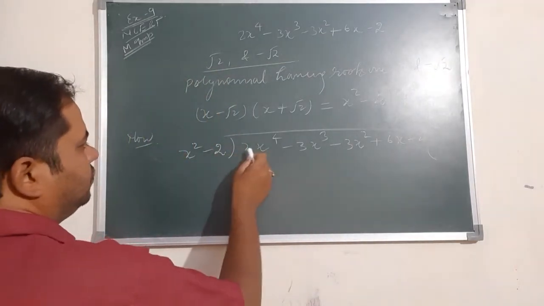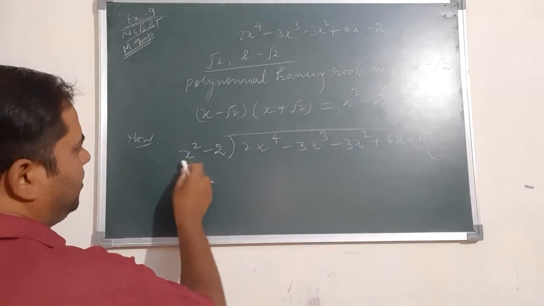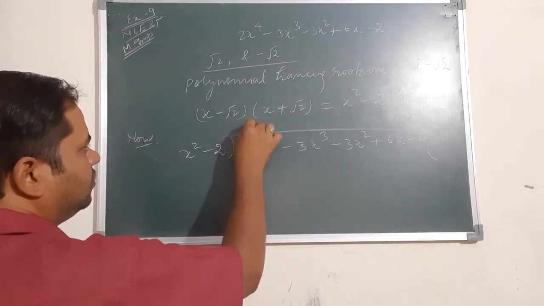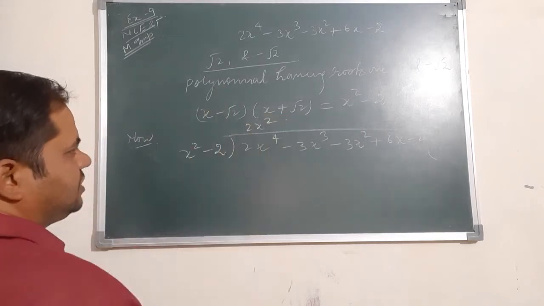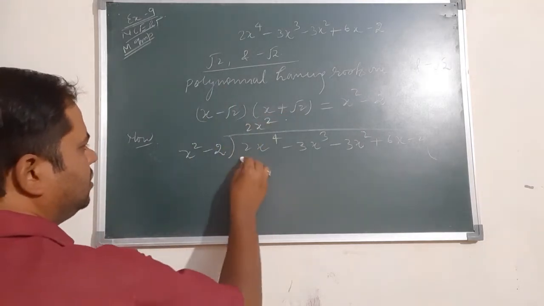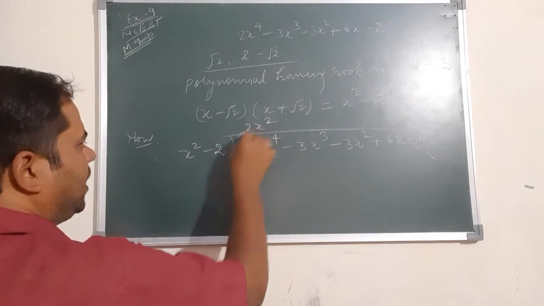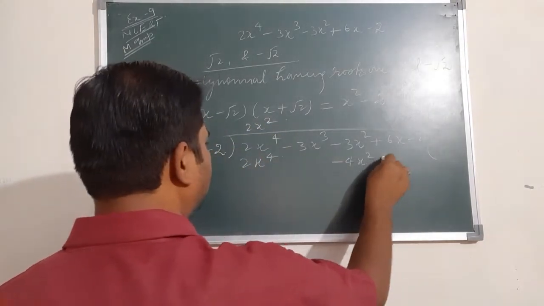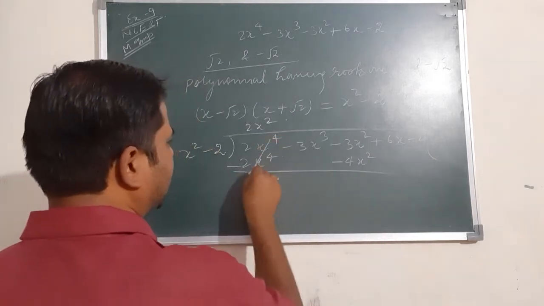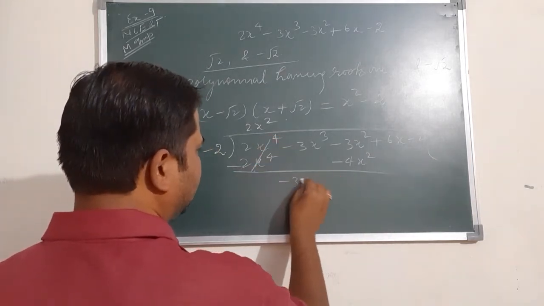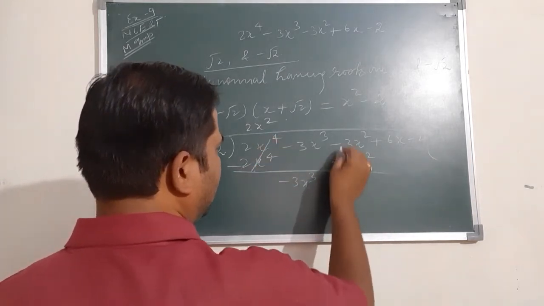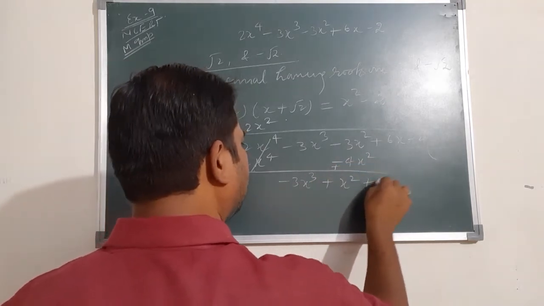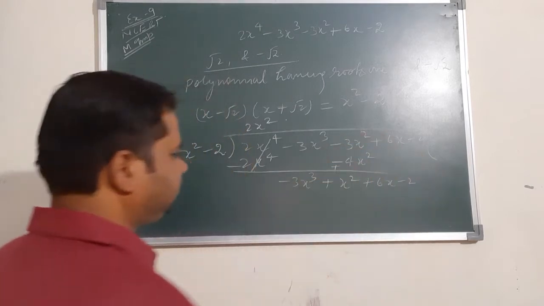So divide it. What should we multiply in this x square to get 2x power 4? So we multiply by 2x square. We get 2x power 4 and minus 4x square. So here we write minus 4x square, and this is cancelled out. This is the same as minus 3x cube, and this is plus, so plus x square plus 6x minus 2.